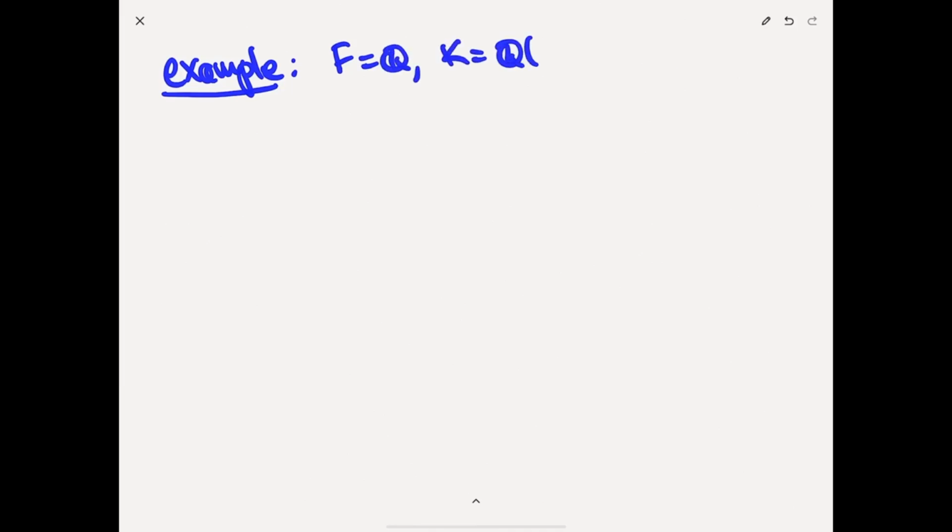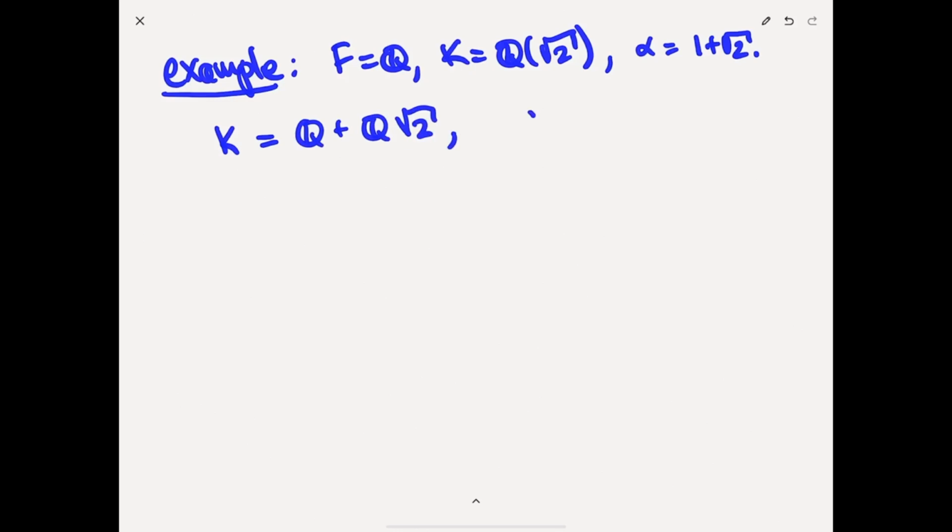Okay, so here's my explicit example. Let's take F to be Q, K to be Q adjoin, I don't know, square root of 2 or i. Let's do square root of 2. Then let's take alpha to be 1 plus the square root of 2. Here we know that K looks like Q plus Q times the square root of 2. So this is our basis: v1 is equal to 1 and v2 is equal to the square root of 2.